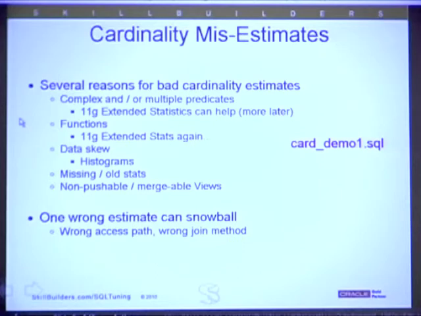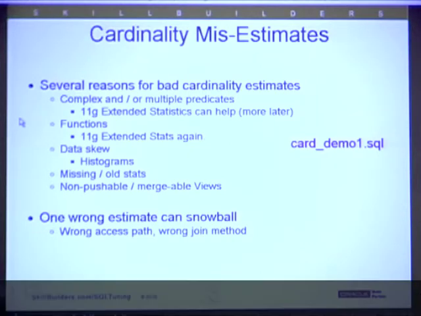Views, especially ones that are non-pushable and non-mergeable, views that will not accept a filter which you've got coded in a where clause that references the view, where the filter cannot be merged in. So it materializes the view and gives you some guess cardinality and then applies the filter to the materialized view. So these are all significant problems with respect to cardinality. And of course, one wrong estimate in your whole plan, if you have a multi-step, complex query, can cause the whole rest of the plan to be wrong.